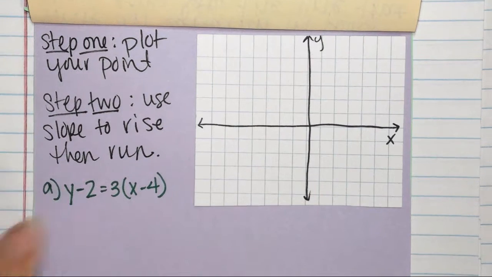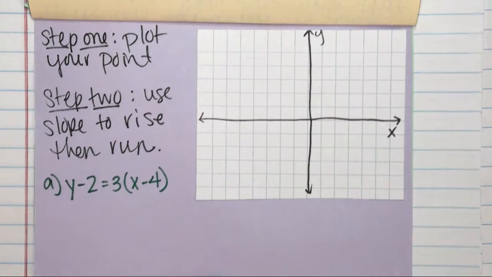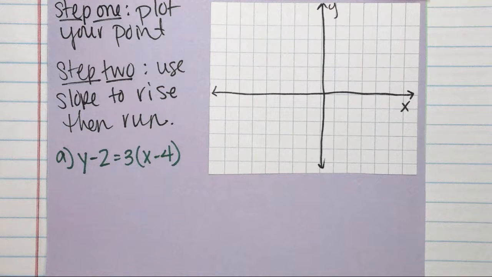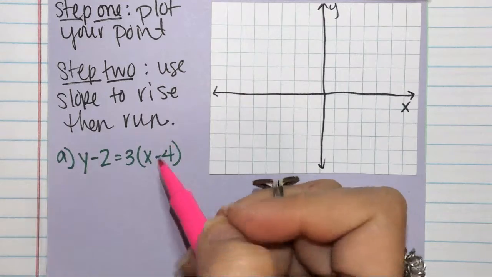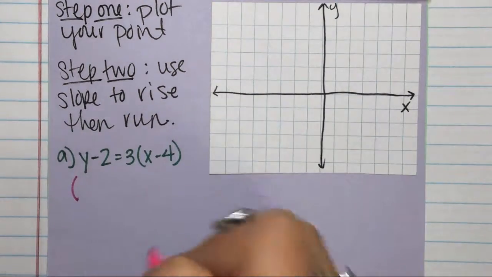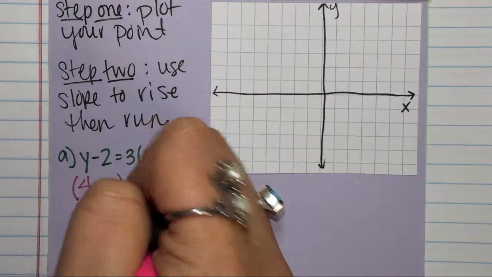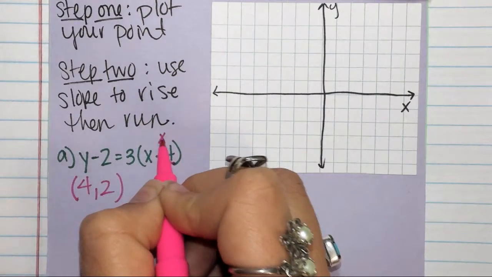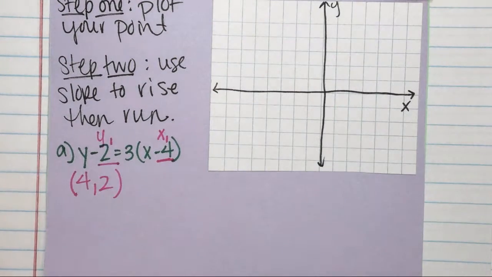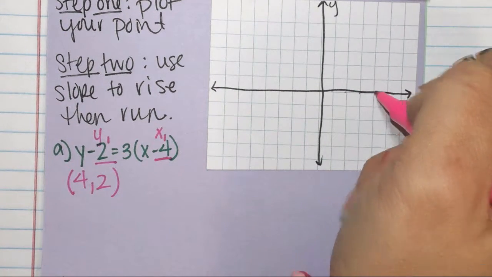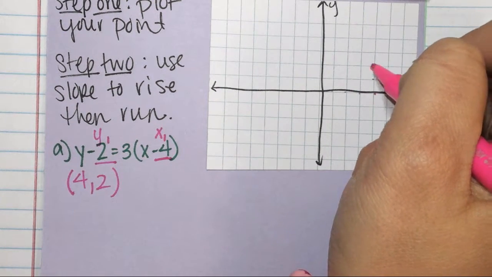Alright, so our first equation is y minus 2 equals 3 times x minus 4. The first thing you do is you plot your point, but we have to figure out what our point is. Now, when we plugged in a positive number, we kept the subtraction, right? All you have to do is take the opposite of the sign. So our point is (4, 2). This is your x value, because it's in the spot of x1. This is your y1. You just do the opposite. And then you plot your point. So you go right 4: 1, 2, 3, 4. Up 2: 1, 2.